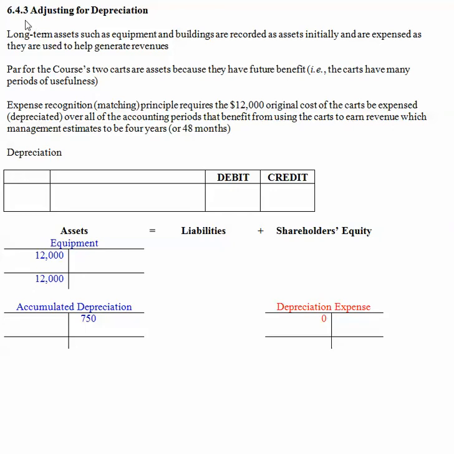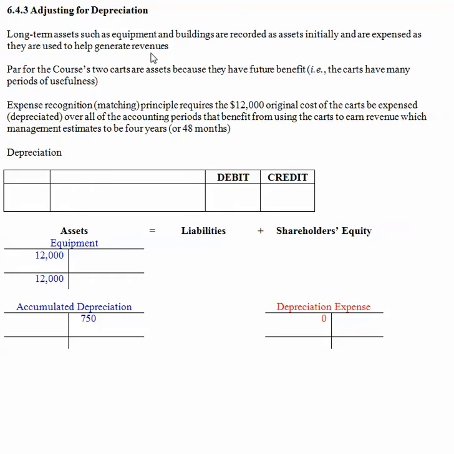Okay, the last one for adjusting for deferred expenses relates to depreciation. Remember that when you purchase equipment or buildings, they're initially recorded as assets, because they have future usefulness. We haven't used them yet. And you will expense them as you use them, because as you use them, they help you to generate revenues.